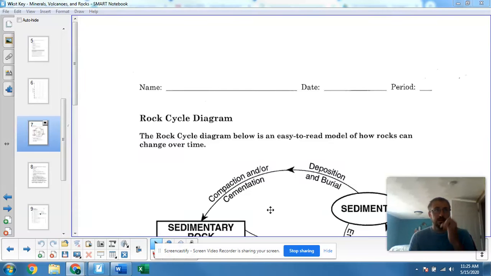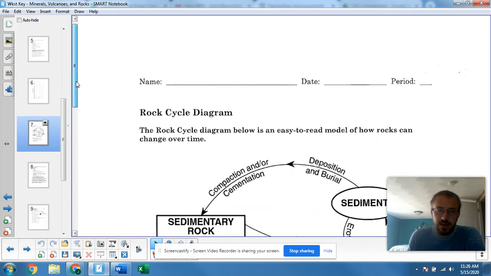Hey, so the main goal of today's video is to go over the worksheet pages on the rock cycle that you did last week and then give you a brief introduction to the pages you're going to do today, which is, what, 10 through 12. So this was page 7, which we should have had done last week.